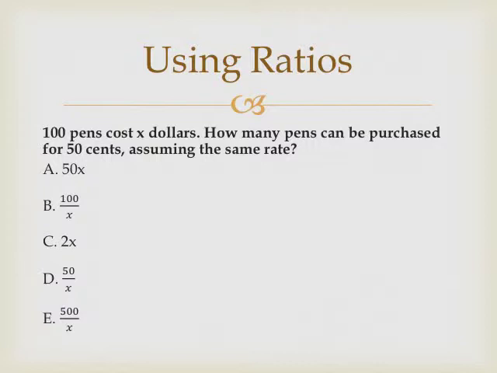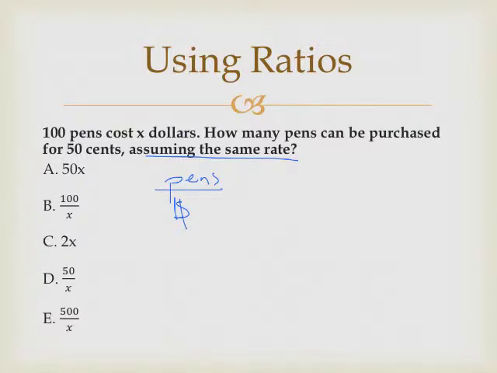However, with ratios, we can handle this pretty easily. Because we're assuming the same rate, the cost is always the same. So the ratio of how much you pay for how many pens you're getting never changes. There are no discounts for buying in bulk, basically. So I can set up a ratio of either pens to dollars or dollars to pens. It doesn't matter how you set it up.